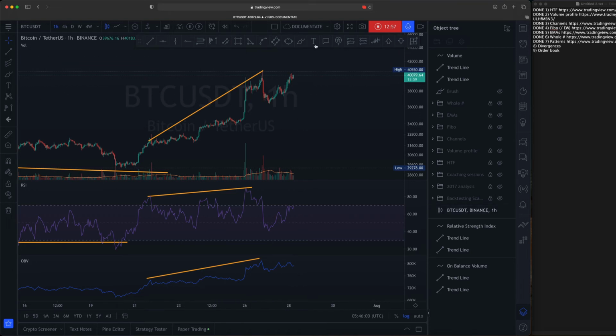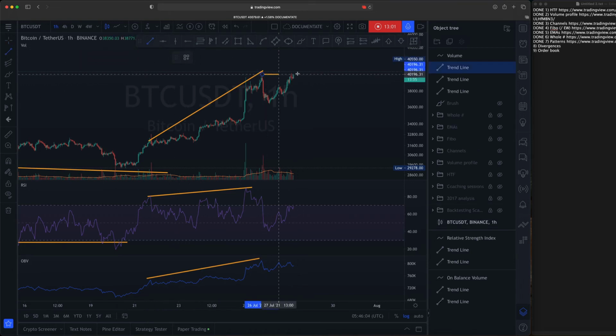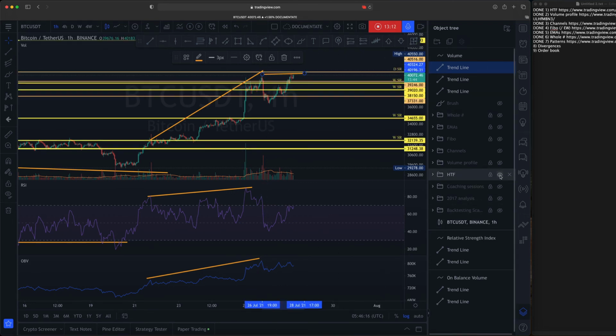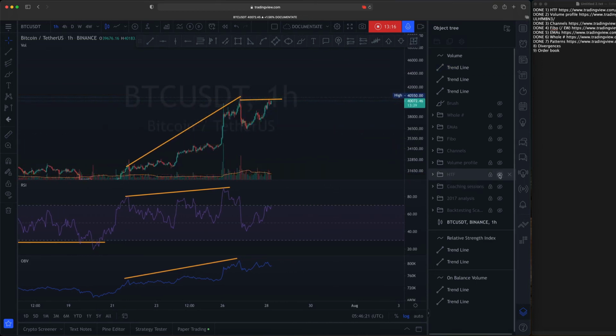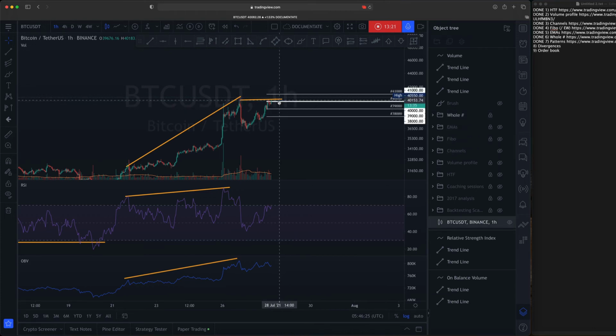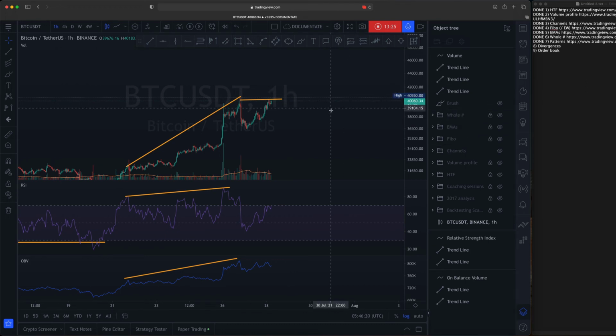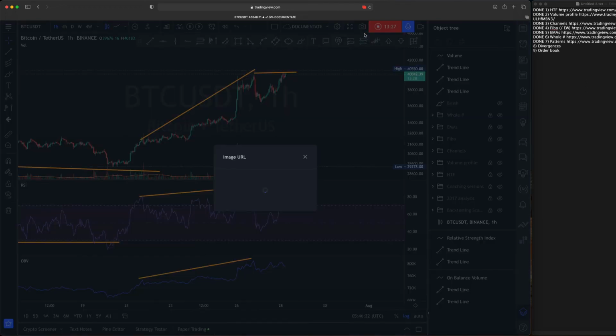Okay, so this is about divergences. I'm going to do it like this, and this for me represents that the price didn't surpass this high, and I know why. If we look to the whole numbers, it's because of the 40,000. The price is fighting here a lot. Okay, so this is about divergences. I'm going to take the screenshot.